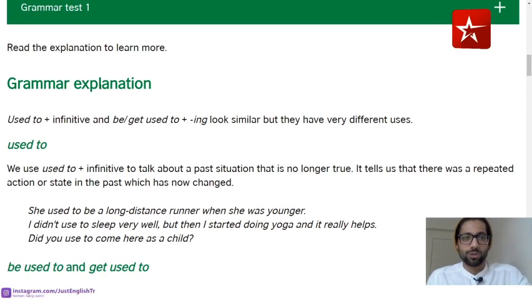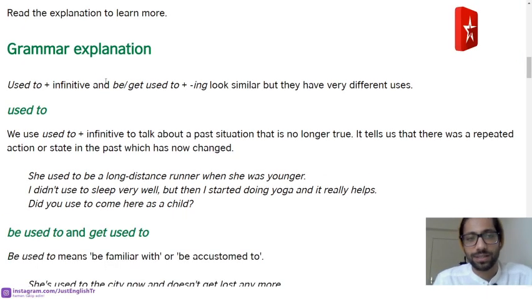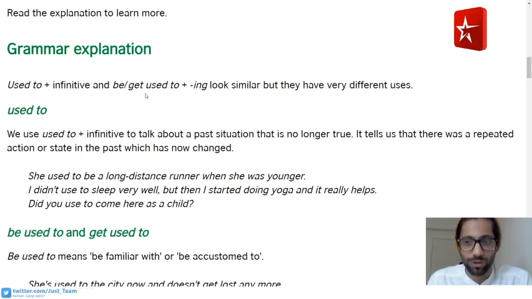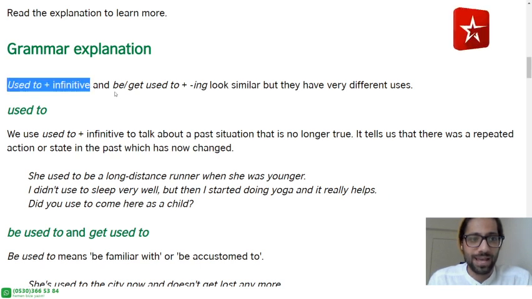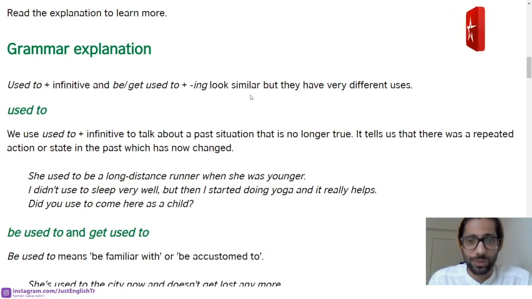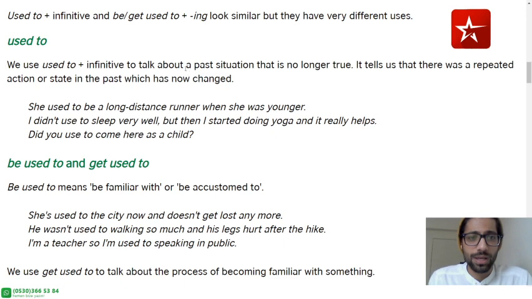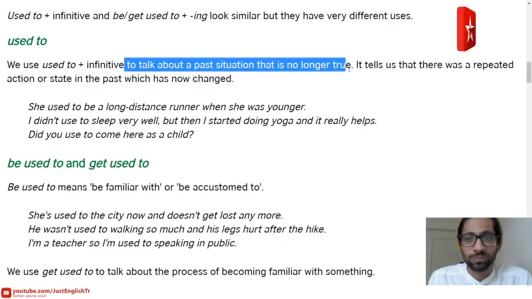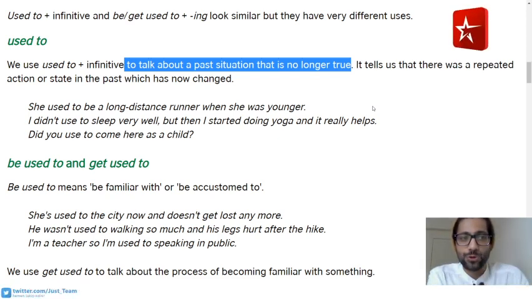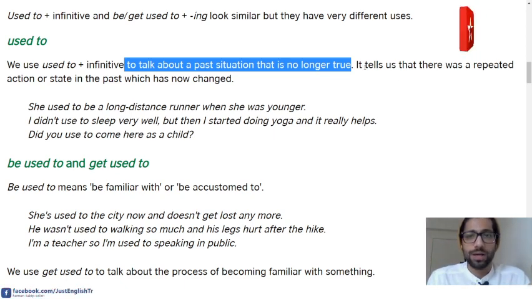Let's see the explanation of the used to part. So, used to plus infinitive and be or get used to plus ing. So we have two parts till now. So used to. This is what you need to focus on. Used to is used to talk about a past situation that is no longer true. It tells us that there was a repeated action or state in the past which has now changed. So something you were doing in the past, but now you're not doing it.